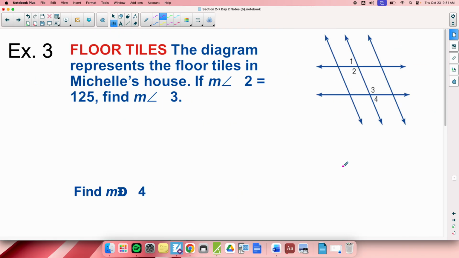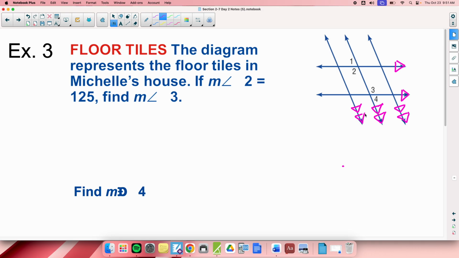So let's go to this page first, okay? It says the diagram represents the floor tiles in Michelle's house, and really one of the things this is missing is it should say these two are parallel. If you have two different sets of parallel lines, you use one set of arrows on the first and two sets of arrows on the next one. So this is what it would look like. This really should have been marked.